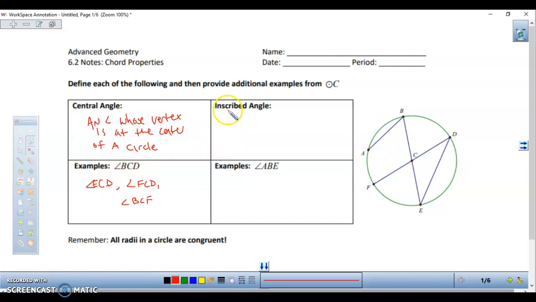An inscribed angle is a little bit different. It's an angle whose vertex is on the circle. So here's the first example I gave, angle ABE. Look at angle ABE right here. Its vertex is on the circle. There's a couple more in this diagram. I could say angle FDE. That's another inscribed angle because its vertex is on the circle. And then there's also this one, angle BED.